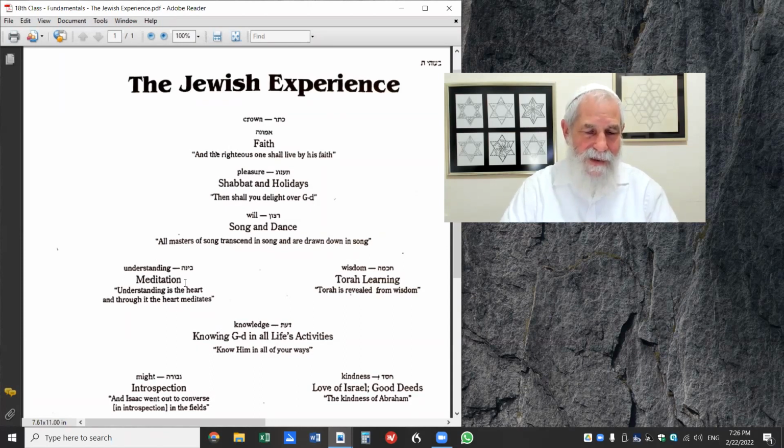And here the verse is Bina liba uba halev mevin. This comes from the Tikkun Zohar, where Bina is described as understanding is the heart, and through it the heart meditates. That's the expression used in the Zohar, and that's why meditation is so connected to Bina.